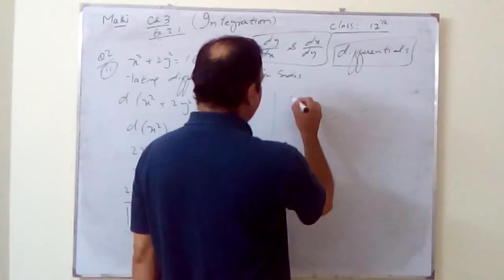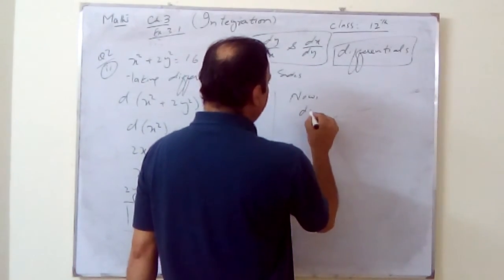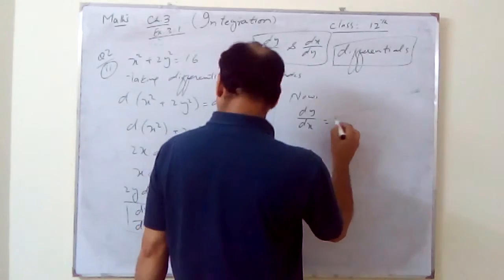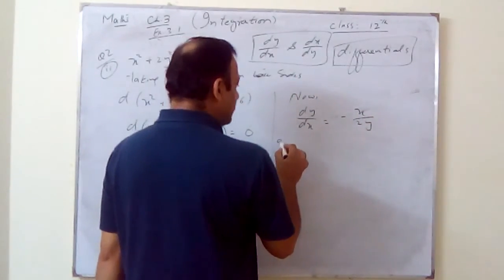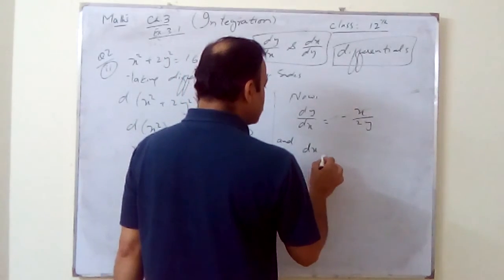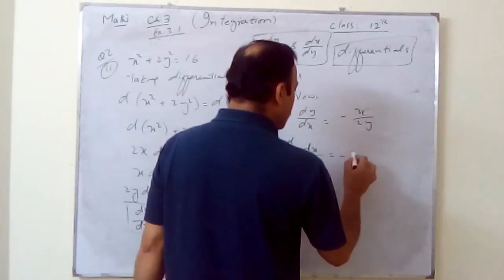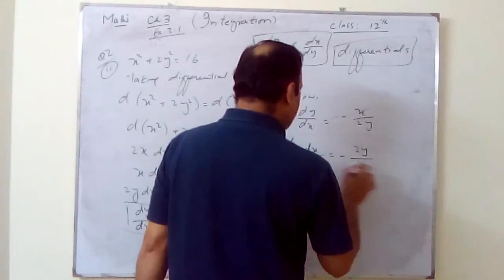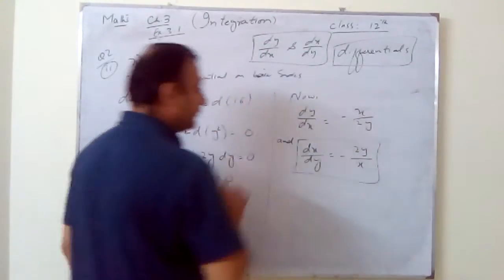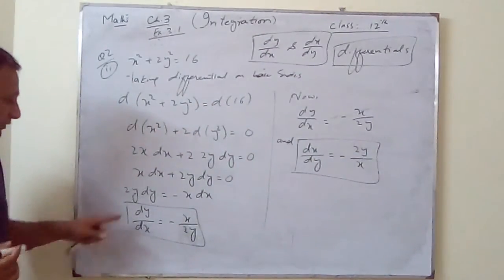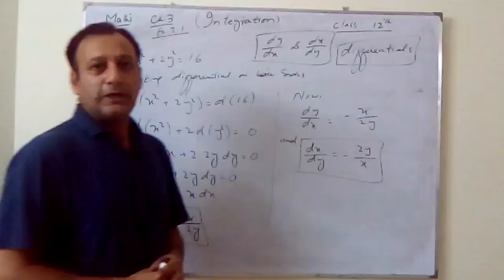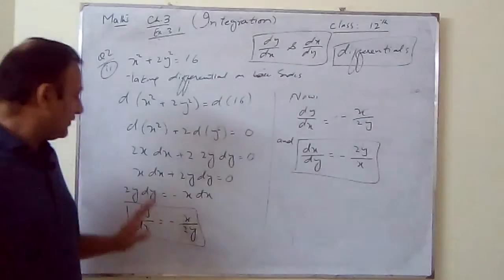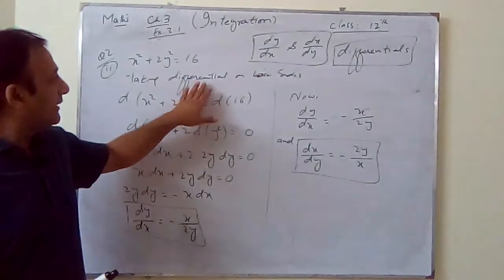Now dy by dx is equal to minus x divided by 2y, and dx by dy is equal to minus 2y divided by x. So this is dy over dx, and here we have dx over dy. So these are both the values we have by using differentials.